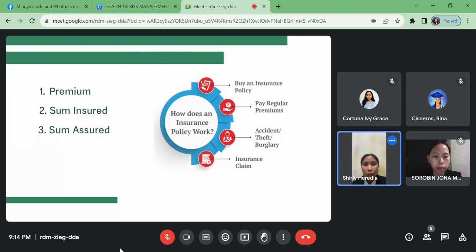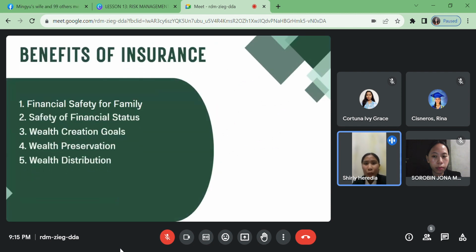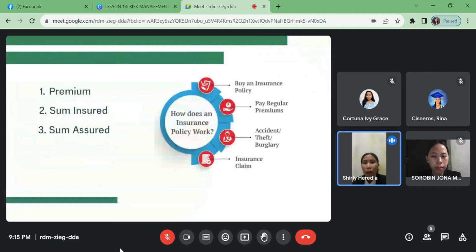So that is the sum assured, the pre-defined sum that the insurance company agrees to pay you or your nominee if the insured event happens or at the end of the insurance term.